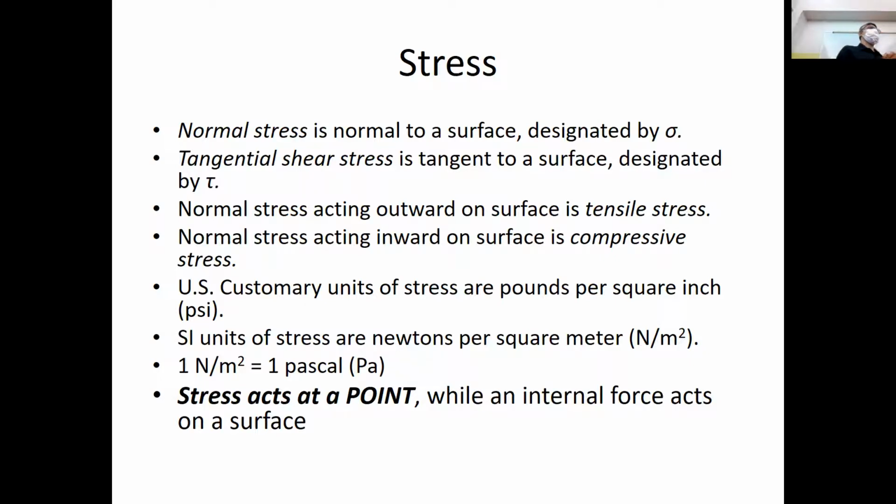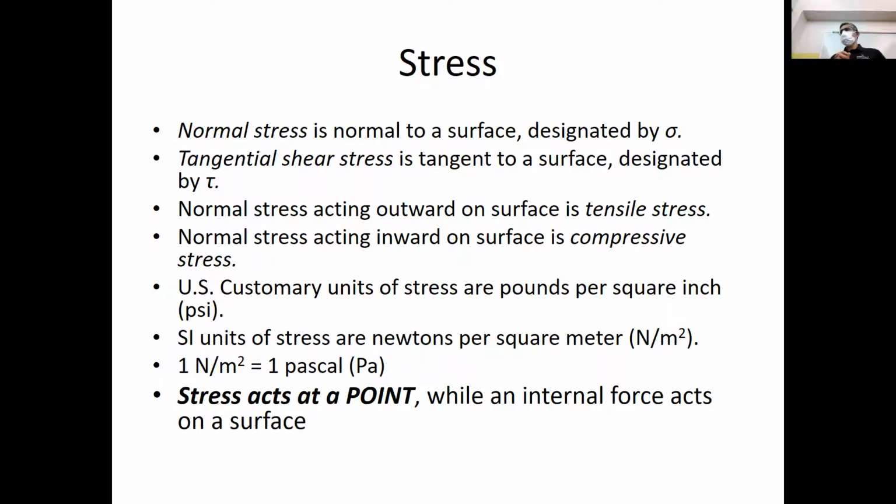Since we said the stress is a force over an area, it has the same units as pressure, same units as modulus of elasticity and shear modulus, and it is force per length squared. So using US customary units it would be psi, and using SI units would be Pascal or Newton per meter squared.